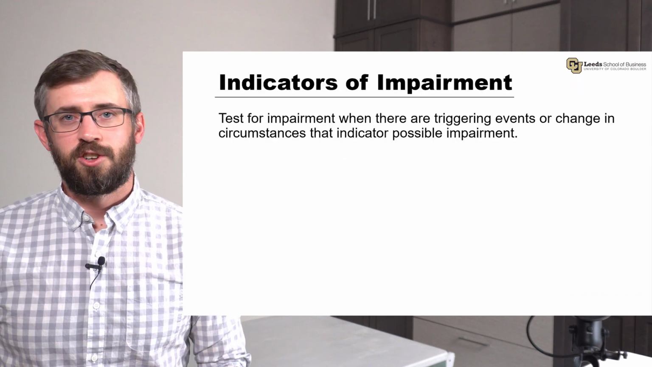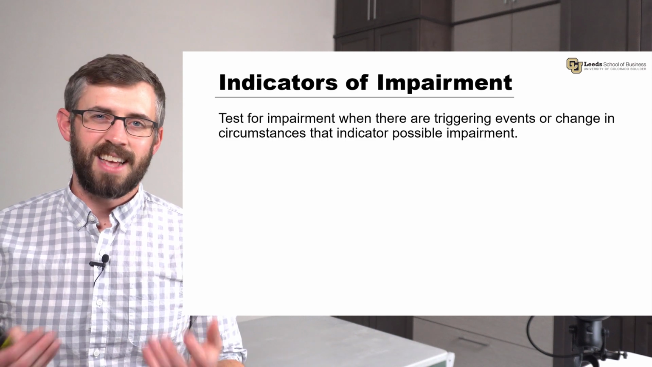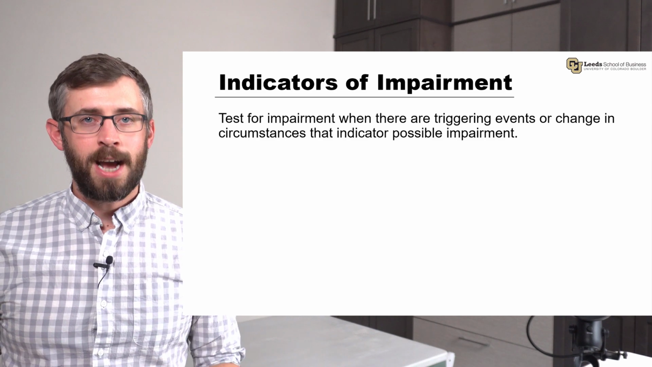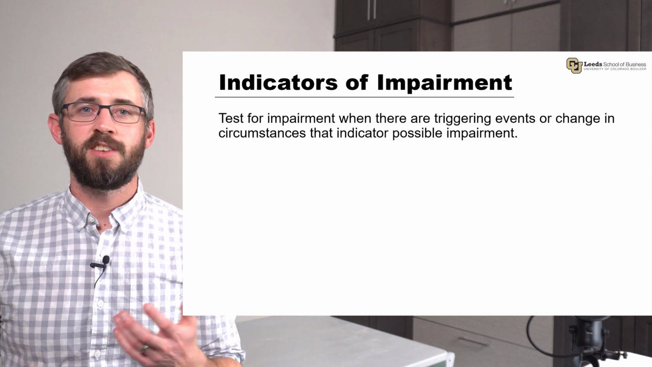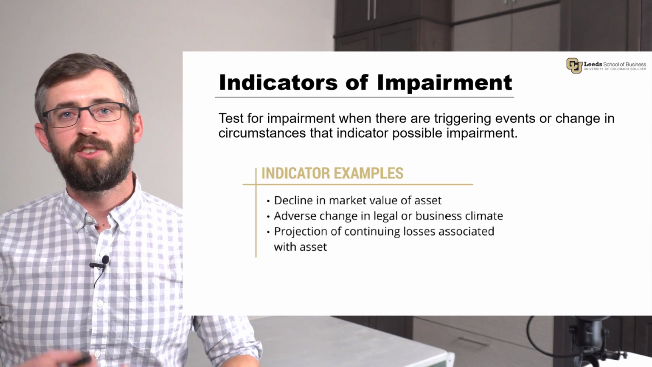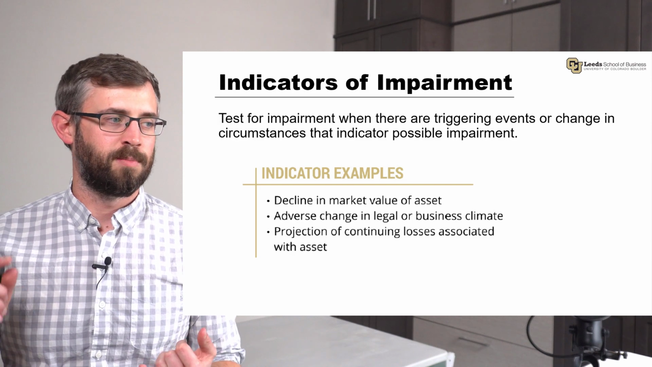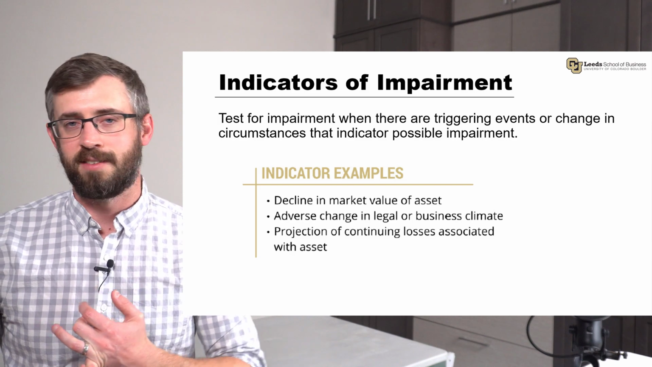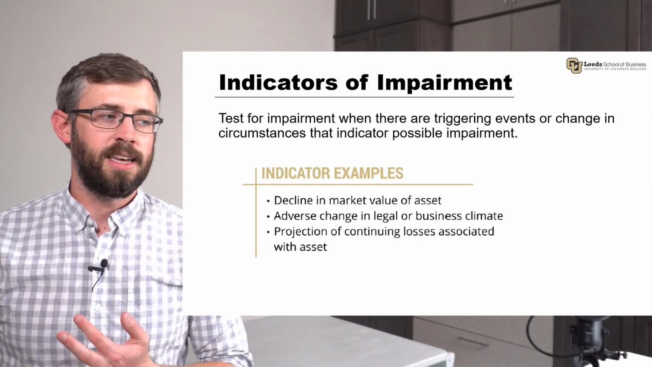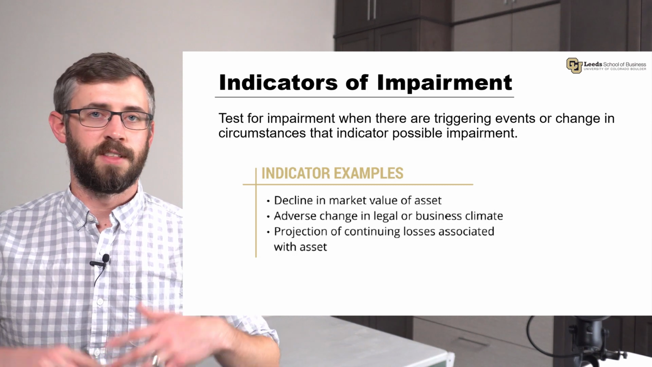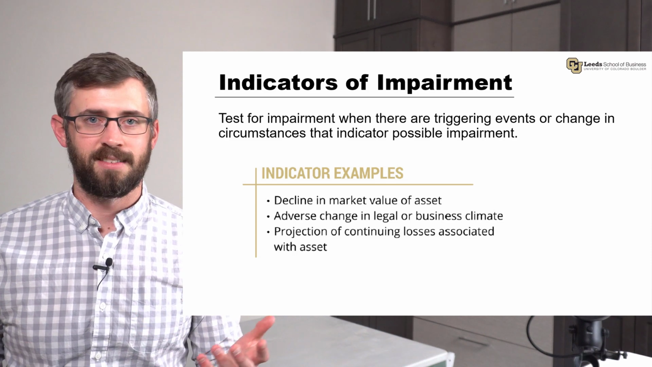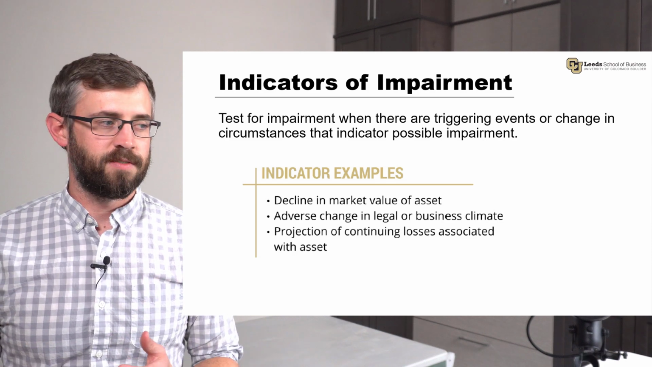Regarding our first question, indicators of impairment, we're just asking whether we need to do a full-on impairment test for this asset. What we're going to watch out for are triggering events or changes in circumstances that might indicate some form of impairment. These could be declines in the market value of an asset, if you see fire sales everywhere. There could be a change in the legal or business climate. If there are new regulations that hamper whatever good or service that asset is producing, that could change the value of it.